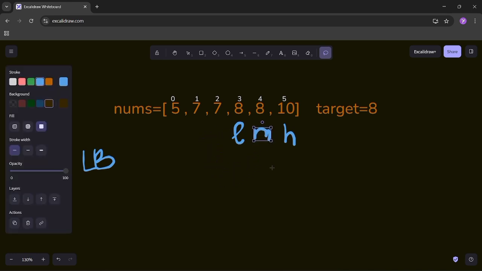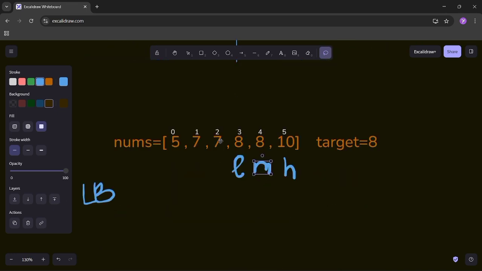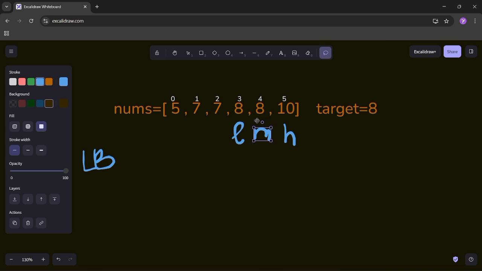Okay, now let's check again whether mid is greater than or equal to 8. Yes, my mid is equal to 8, right? But we know that the lower bound is the minimum index, right? Minimum index means maybe 8 is present on the left side with a smaller index. Maybe it could be present on the left side, right?